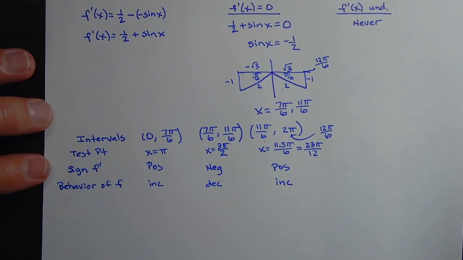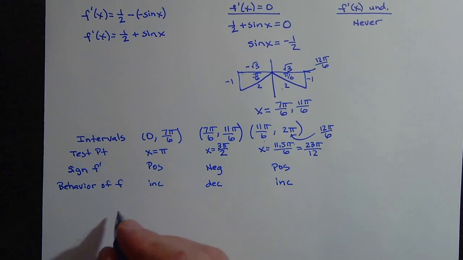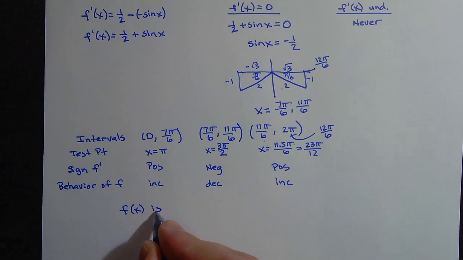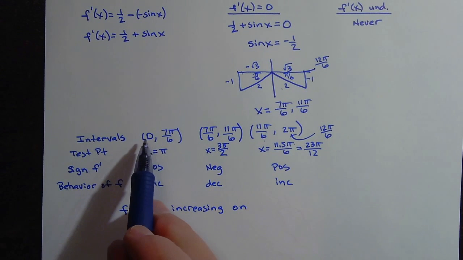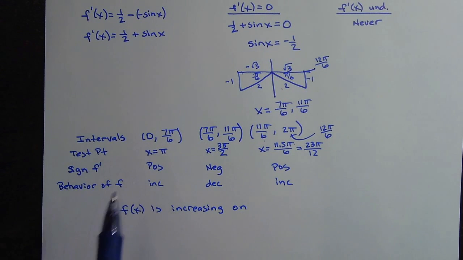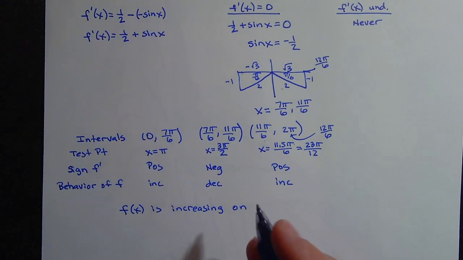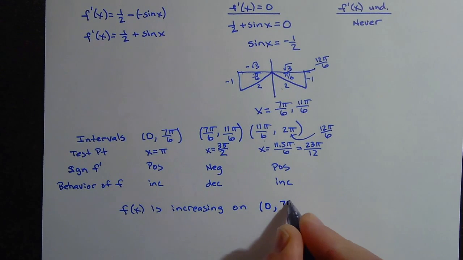So we would say, sorry, my papers were getting out of order, okay? We would say f of x is increasing on, and we wouldn't include 0. And here's why we wouldn't include 0. 0 is not part of the domain. So it'd be parenthesis 0 to 7 pi over 6.